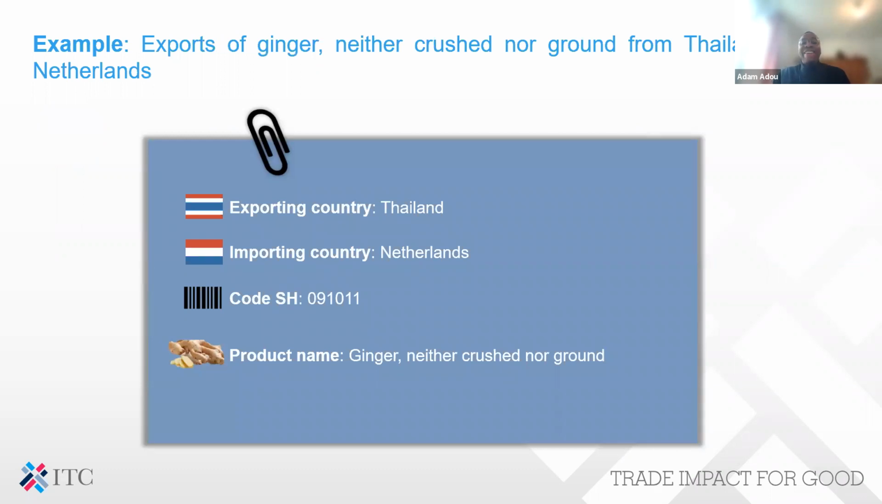So let's go live once again. Let's give the same example. So ginger exporting, so raw ginger, if you remember, so neither crushed nor ground, which is different from the processed one, like powder. So from Thailand to the Netherlands still, because we wanted, if you remember, to understand why Thailand was exporting more to Pakistan than to the Netherlands, whereas the export potential was huge when exporting ginger to the Netherlands. So let's try to understand why.